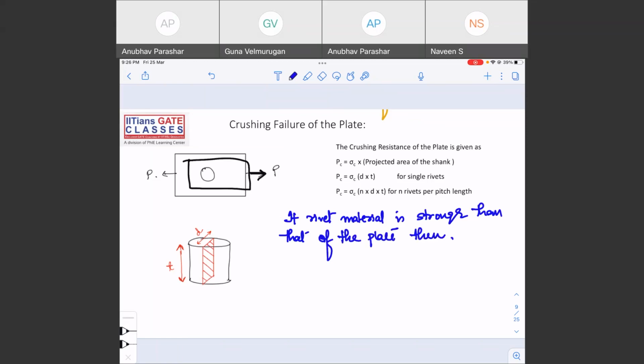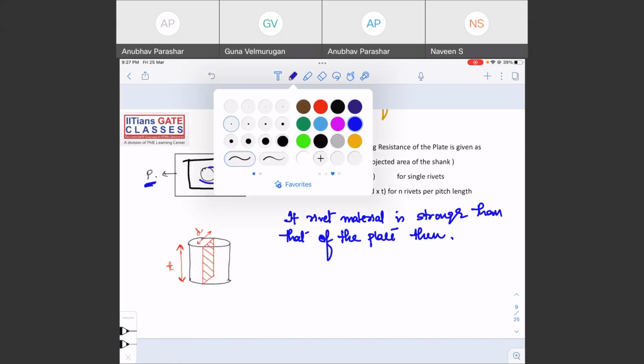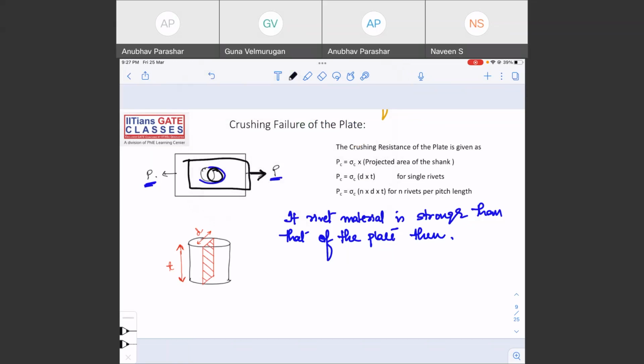then what will happen? Will the rivet shear? No. Instead, what might happen is that the rivet will crush. If the force is very much, the rivet will crush the plate. This is a very normal thing that happens. The size of the hole will get enlarged, which means the rivet has crushed the plate, right?